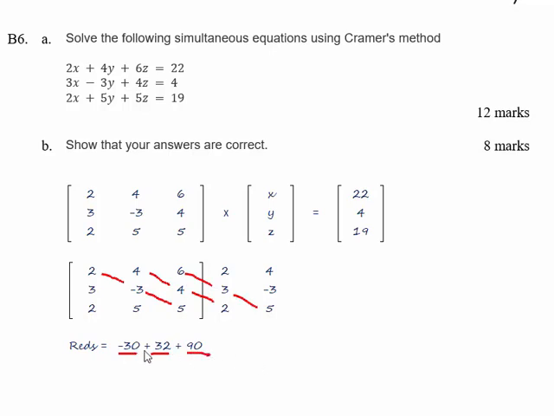So now I add these numbers together. I've got minus 30 plus 32, which gives me 2. 90 plus 2 gives me 92. Now we look at diagonals going in the opposite direction. I'm going to call these the blues.